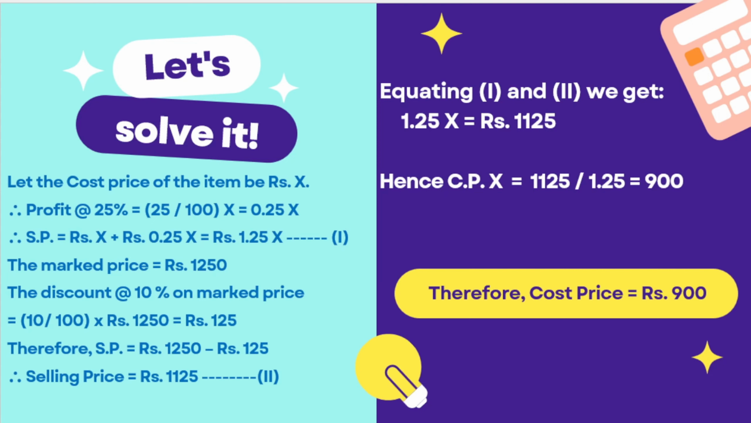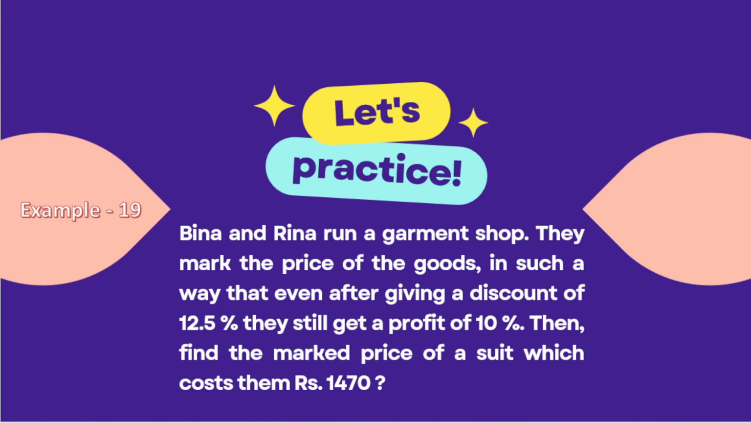Let us go to example number 19. Abina and Reena run a garment shop. They mark the price of the goods in such a way that even after giving a discount of 12.5% they still get a profit of 10%. Then, find the marked price of a suit which costs them Rs 1,470. Let us try to solve this example number 19.